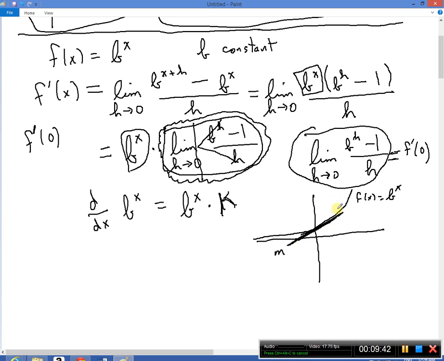What number would you like this slope to be? Well, I've been leading you to it. I would really like m to be 1. I want m to be 1. So is there a b that would give us an m of 1 for the slope of the tangent line at 0? Well, sure, there is.